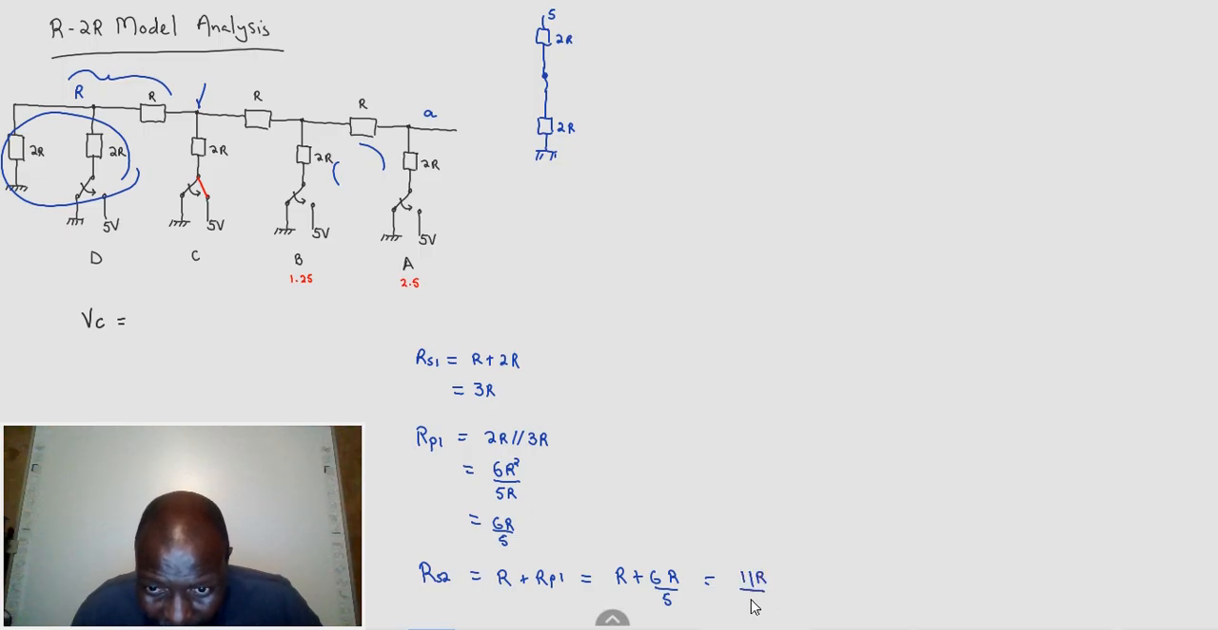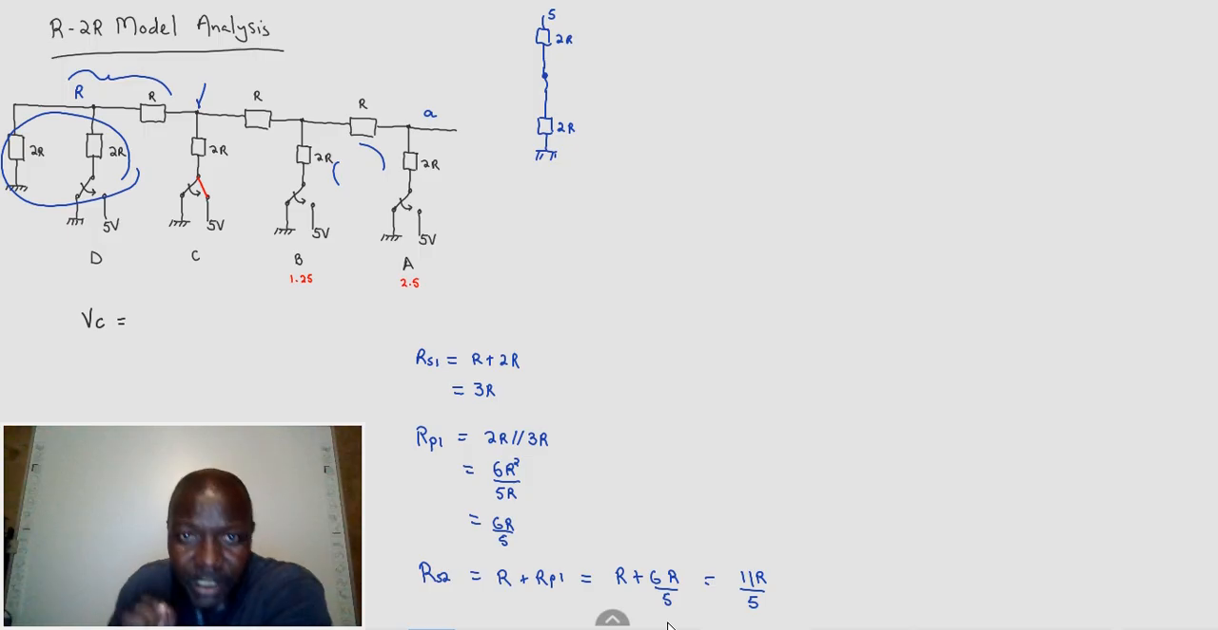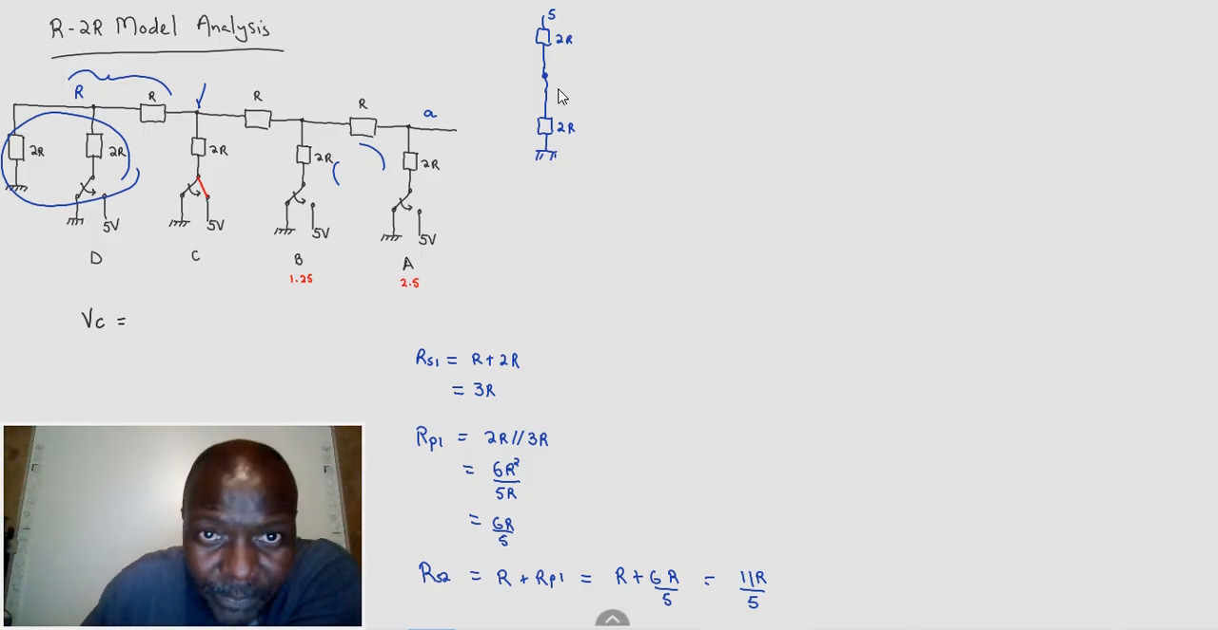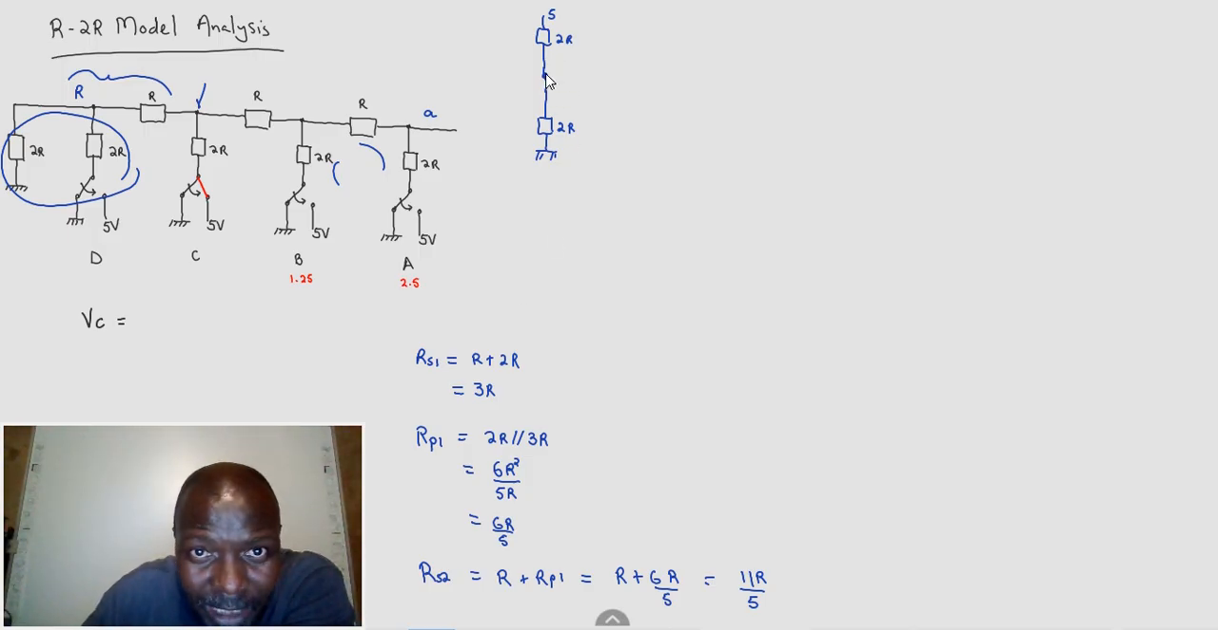over 5. Okay, I've resolved the 5s together because this would have been 5R over 5. So if both of them are over 5, we can add them. And then that will be 5R plus 6R is 11R over 5. That is straightforward. Now, this is the one that is parallel here.